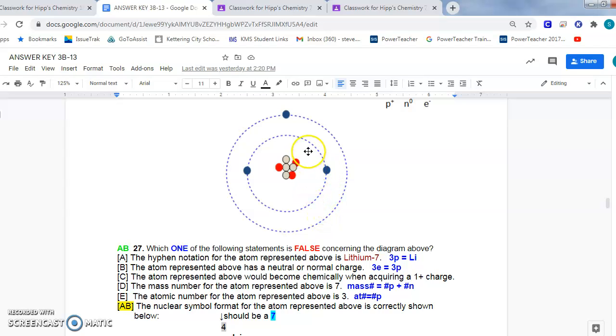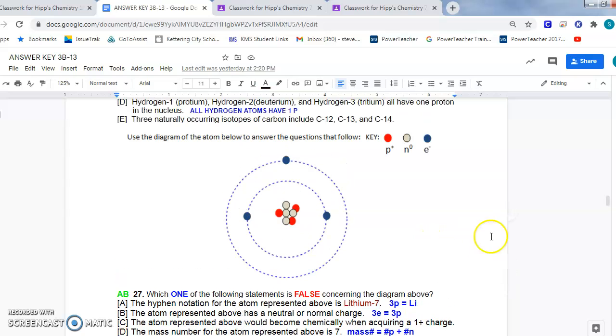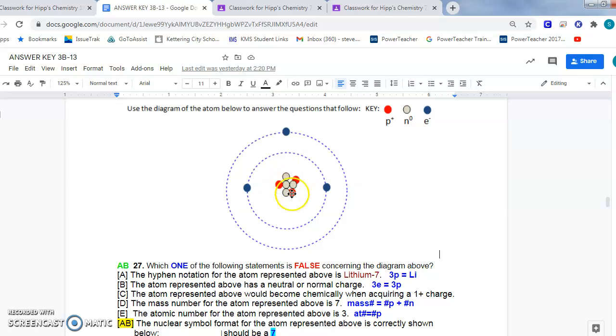Remember, the goal of atoms, when they chemically react, is to be left with levels having 8 or, in the case of this inner level, 2. So they want to know which statement's false here. Statement number 1, the atom is lithium, and it could be represented by the hyphen notation lithium 7. Remember, we need to first identify, is this lithium? The red particles are intended to be the protons. There's 1, 2, 3 protons.